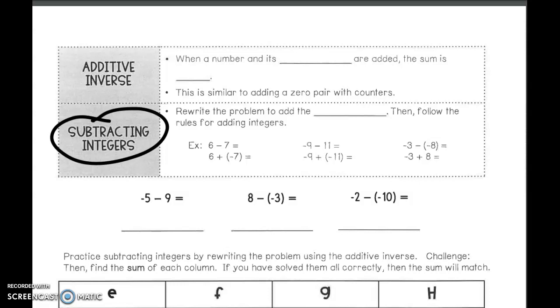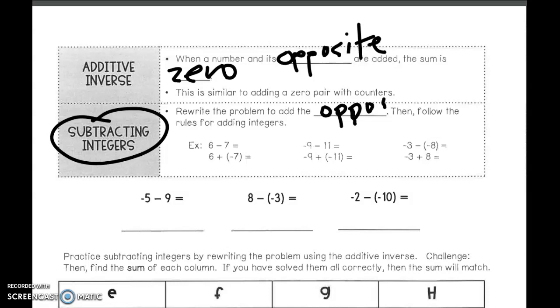The additive inverse says that when a number and its opposite are added, the sum is 0. And it says this is similar to adding a 0 pair with counters. Now, what that allows us to do is rewrite the problem to add the opposite without changing the value. Then we just follow the rules for adding integers.